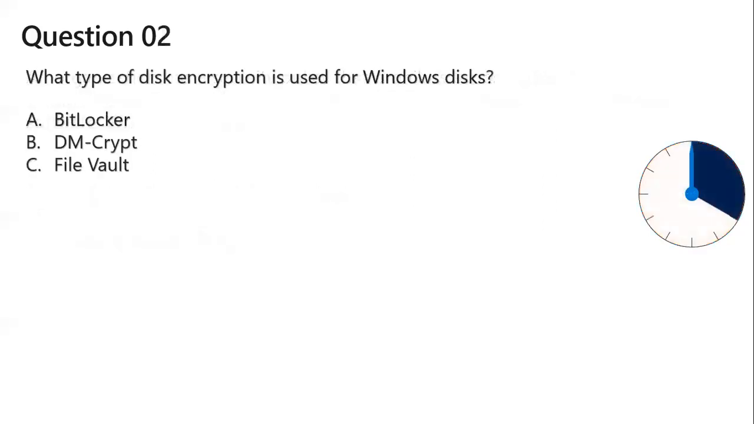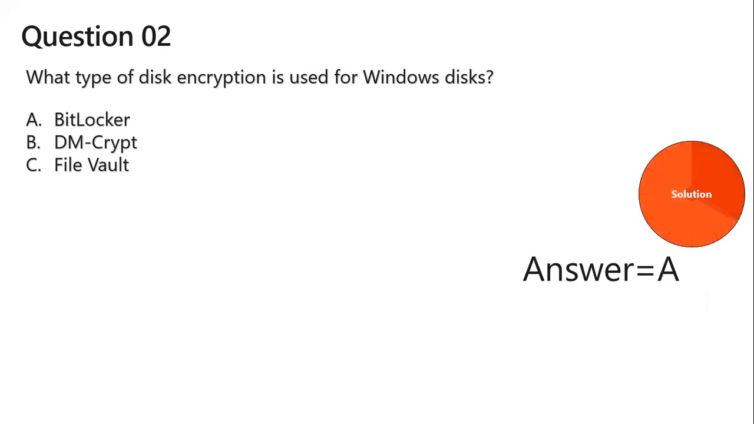Moving ahead to question number 2: What type of disk encryption is used for Windows disks? BitLocker, DMCrypt, or FileVault. Please have your answers. Absolutely correct. This answer is A: the encryption of disks is of the BitLocker type.